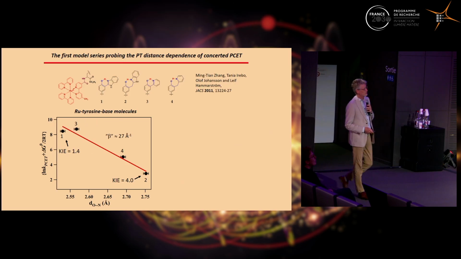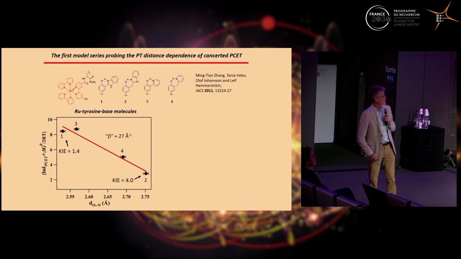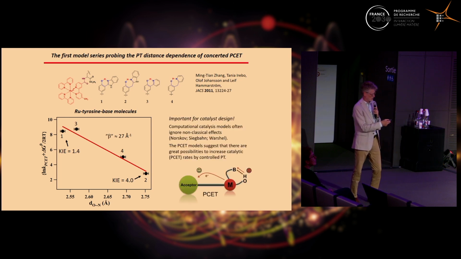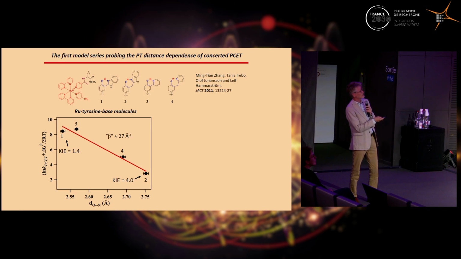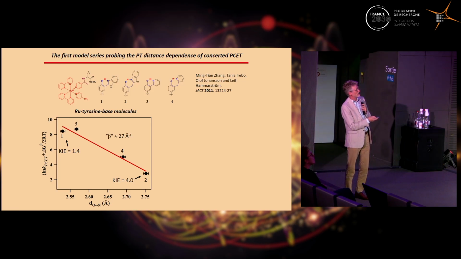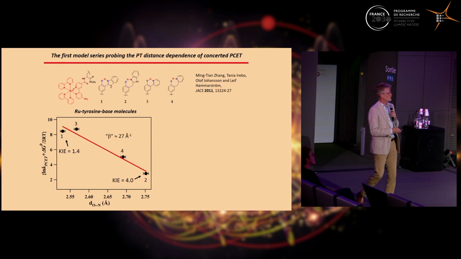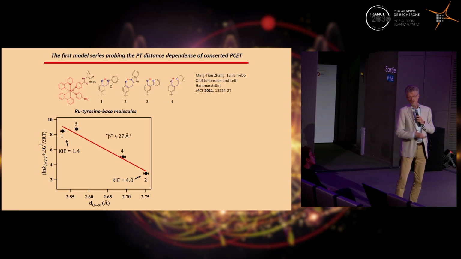And we demonstrated the first series of molecules that probe the distance dependence of proton-coupled electron transfer. So here we have the ruthenium as a sensitizer, which we photooxidized with a laser flash and an acceptor. And then we had different tyrosine units with an internal base linked with different oxygen-nitrogen distances sitting here. And for these four molecules, the distance dependence was huge. So over only 0.2 angstrom, the rate changed by a factor of 100, giving a beta value, which is the slope of this line, of 27 per angstrom.